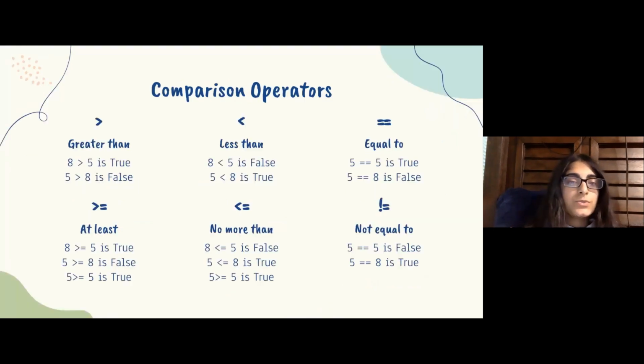And now we're on to our comparison operators. So these are also useful for our conditions, but they do a little bit of math. We have greater than and less than, equal to, at least, no more than, and not equal to. So we have a couple examples here. If I have one variable or one value or one number, I use numbers for these examples to make it simpler. We can check if they meet these conditions.